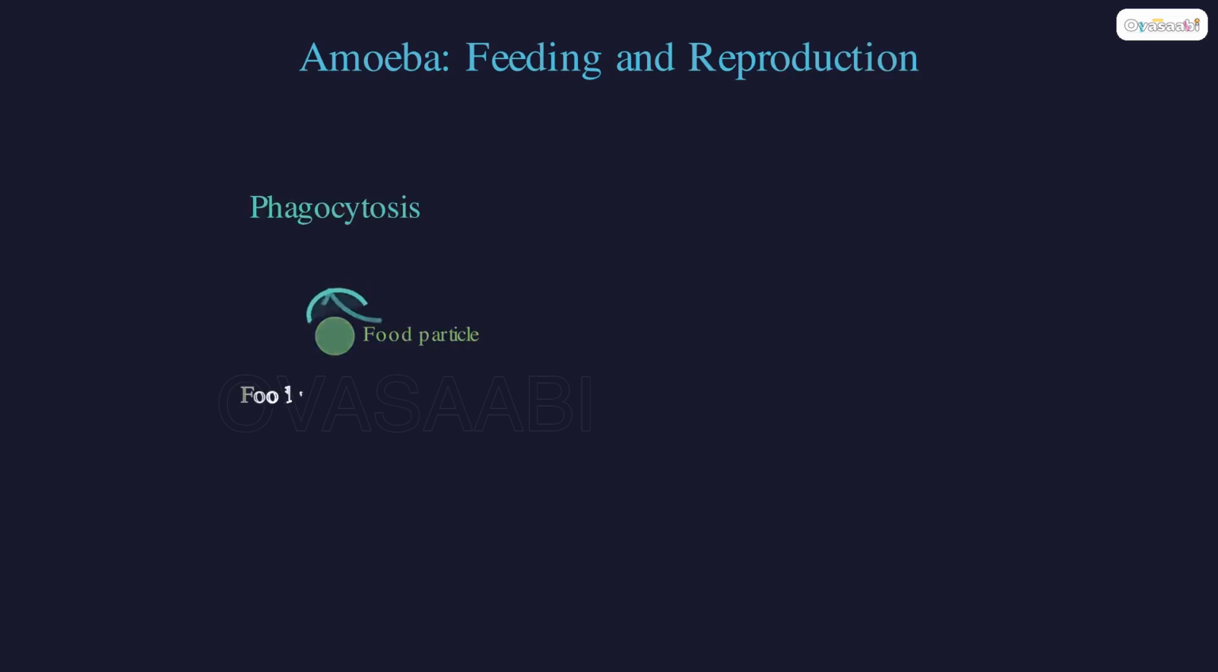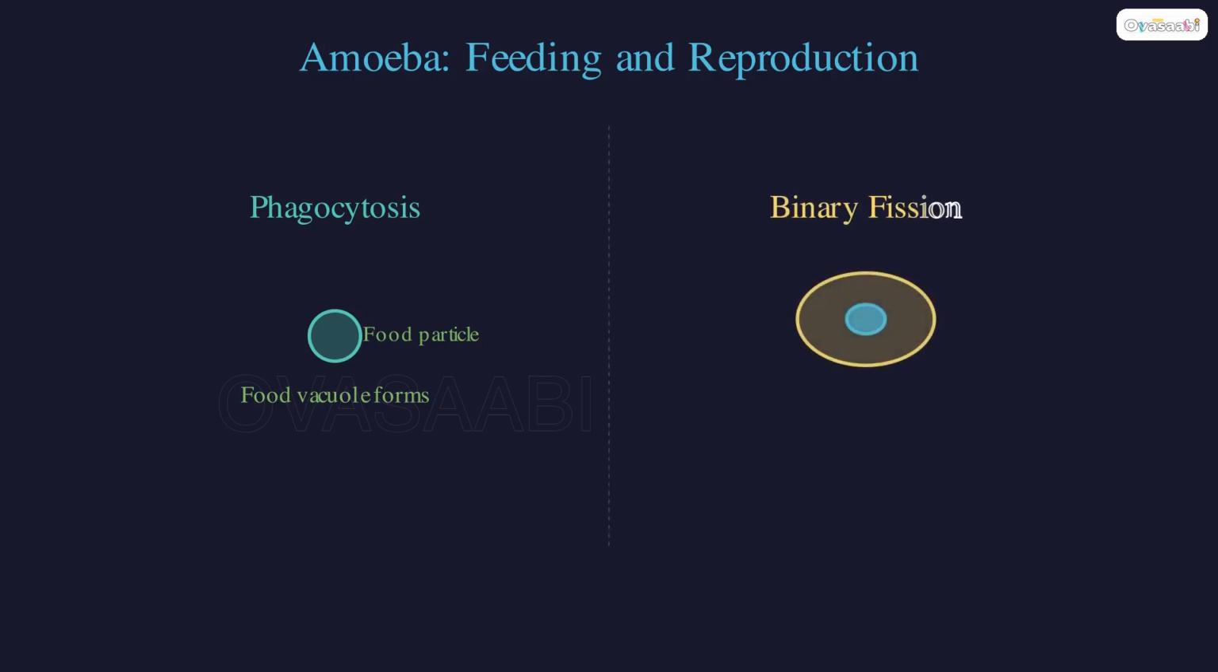Amoeba feeds by phagocytosis, wrapping its pseudopodia around food. It reproduces asexually by binary fission, where one cell splits into two identical daughter cells.